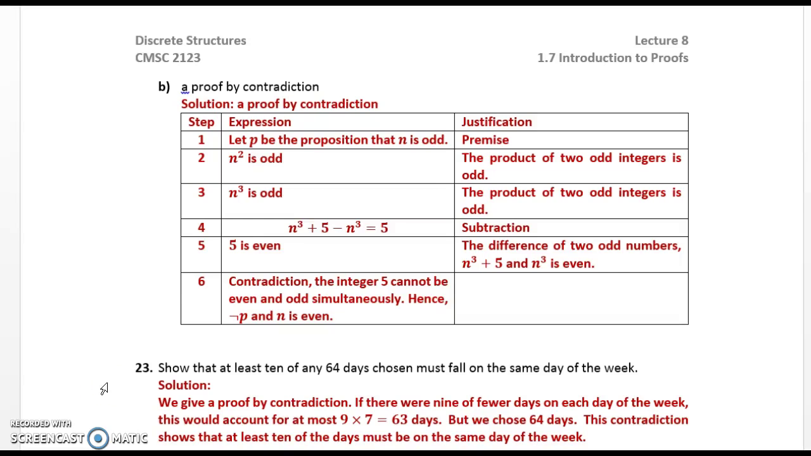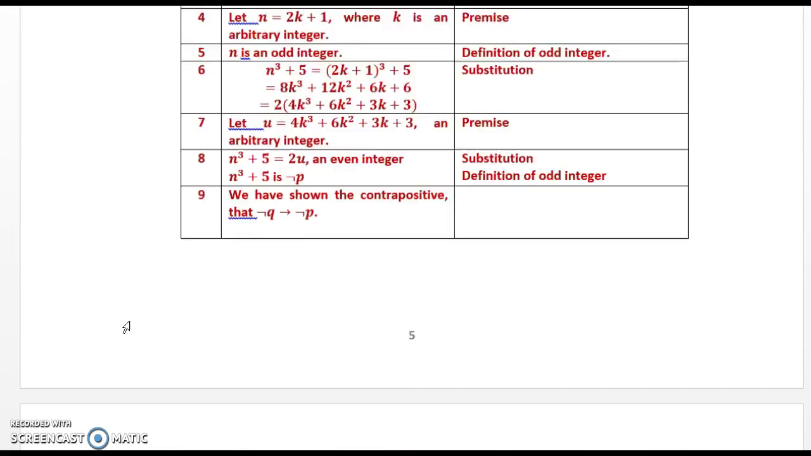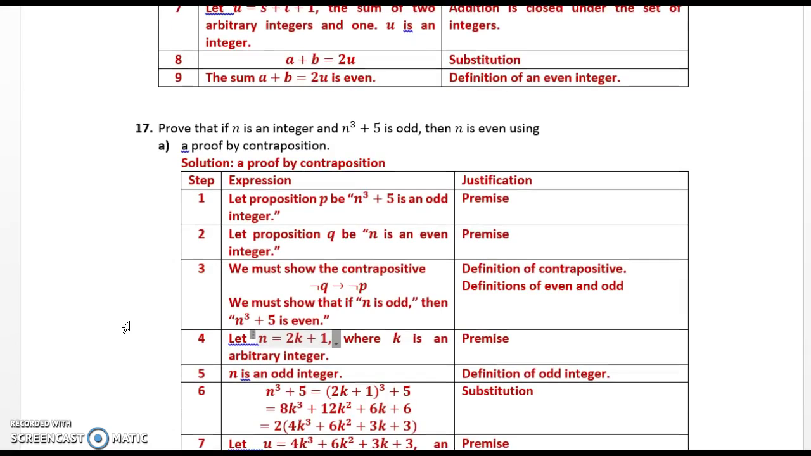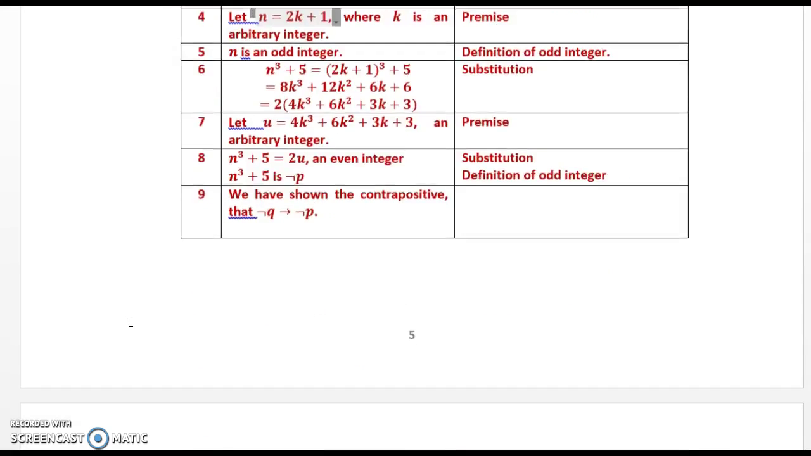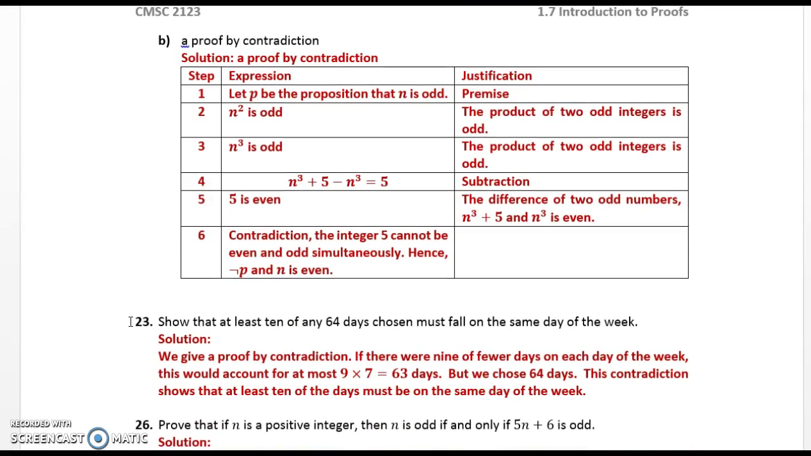This is lecture 7, Introduction to Proofs, and we're in the exercise section. We completed a proof by contraposition, and we're now ready to do a proof by contradiction. Our proof is: prove that if n is an integer and n cubed plus 3 is odd, then n is even using a proof by contradiction.